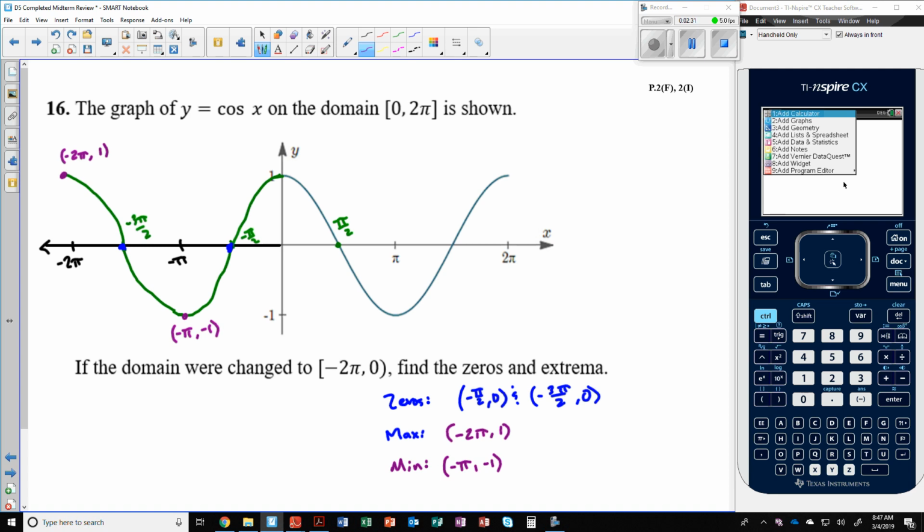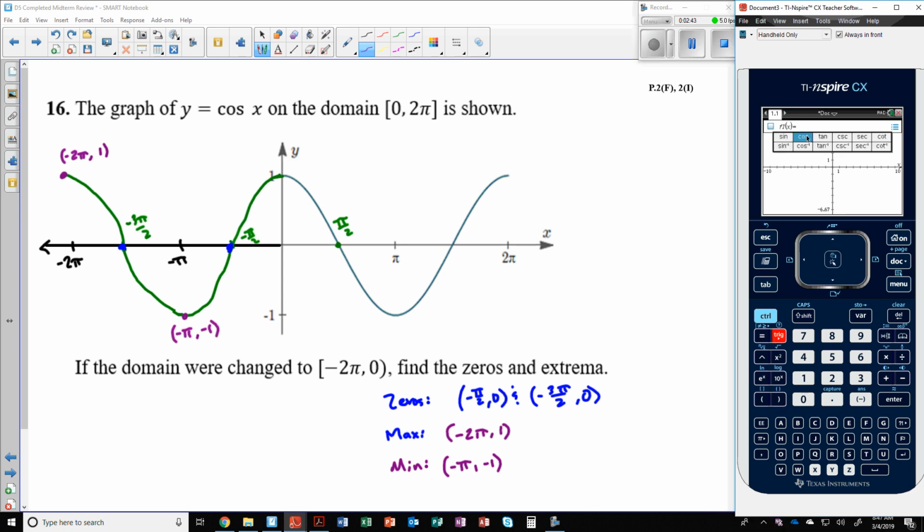Well, you could go to your table and try to find those. The problem is with the pi's, this is like negative 3.14, and on the table, if you went to graph and just put in y equals cosine x here, when you press Control T, it's not going to give you pi. It counts the x as whole numbers. You have to press menu and change the table settings if you wanted to do that.